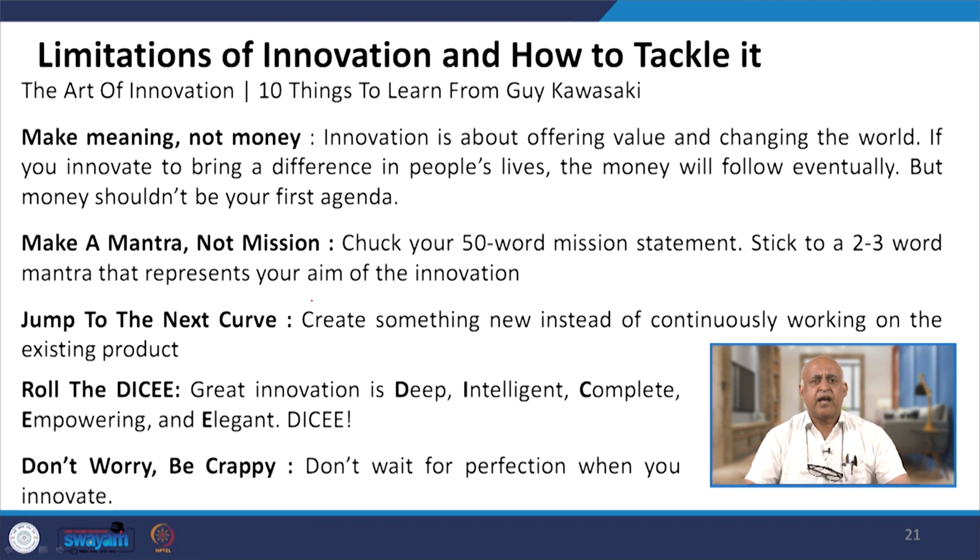Next, make a mantra, not a mission. Check your 50-word mission statement, and stick to a 2 to 3 word mantra that represents your aim of innovation. Then, jump to the next curve. Create something new instead of continuously working on the existing product.